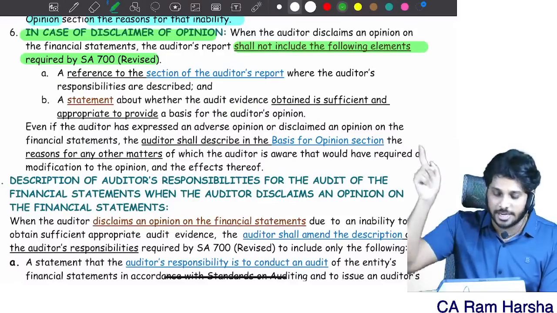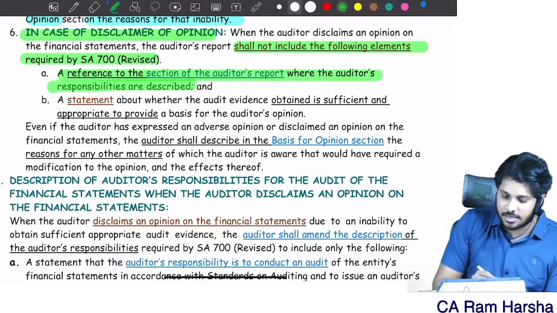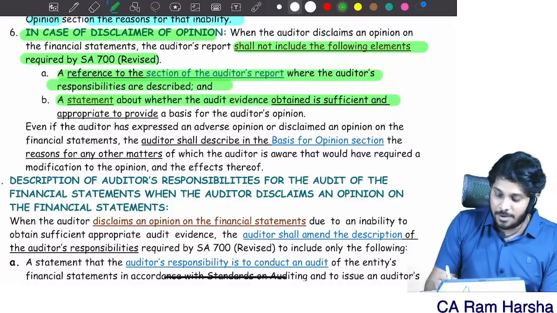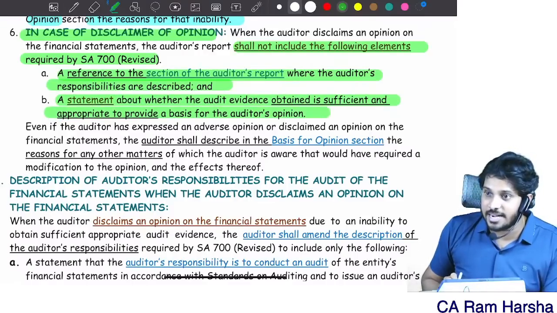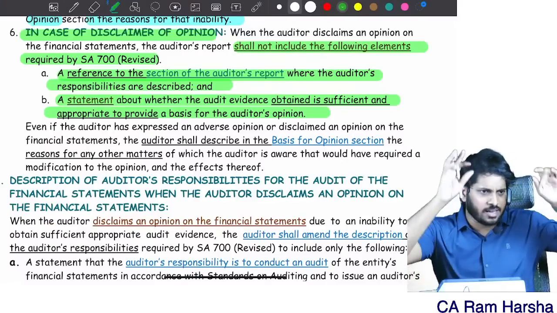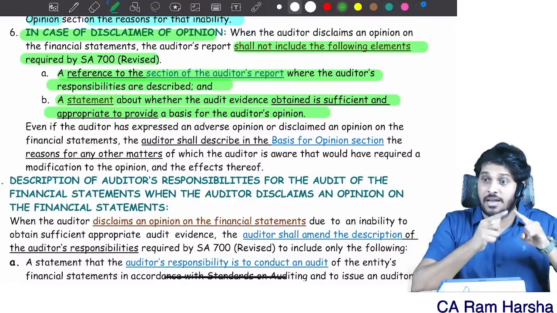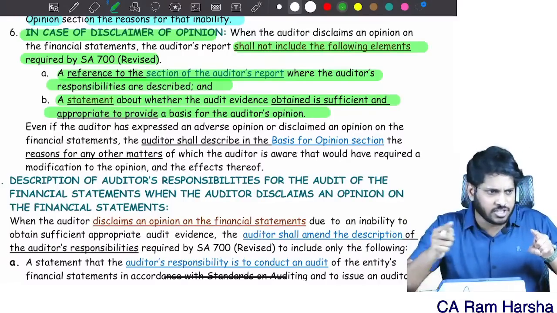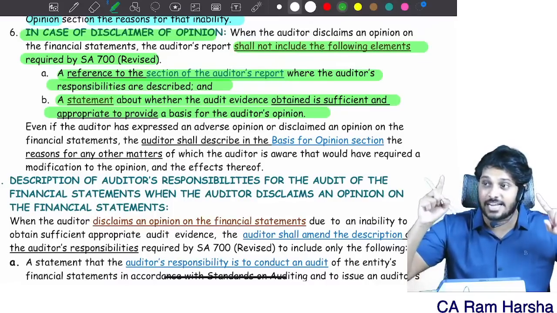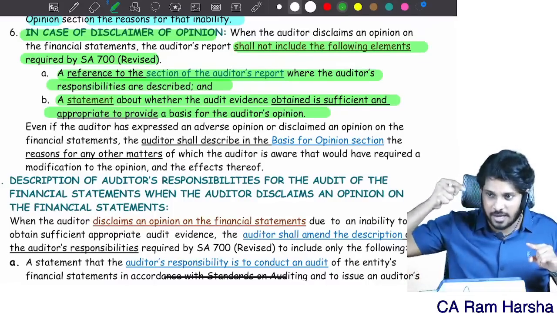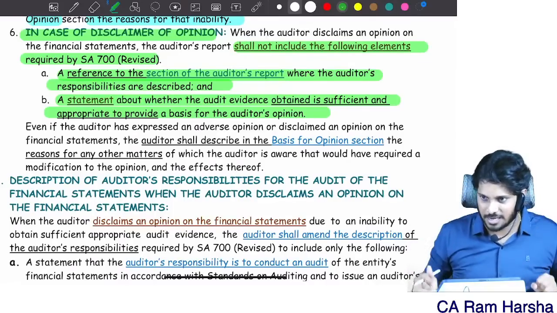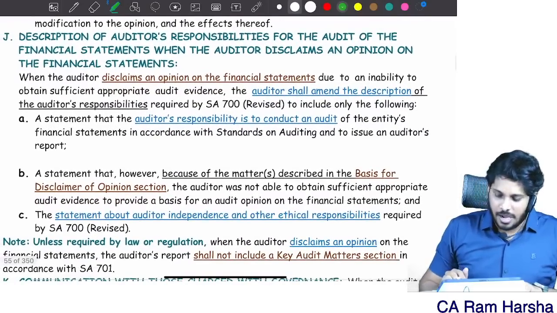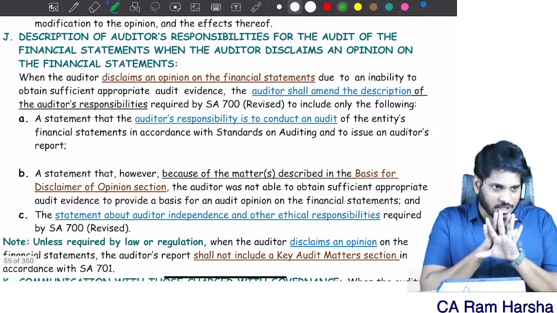The auditor shall not include the following elements in the basis for disclaimer of opinion section, because the auditor gave a disclaimer. What should you not include? A reference to the auditor's responsibility section, and a statement that you have obtained sufficient and appropriate evidence. Generally, in every basis for opinion section, we say that the evidence obtained by us is sufficient and appropriate. But that statement you should not include when you are giving a basis for disclaimer of opinion.